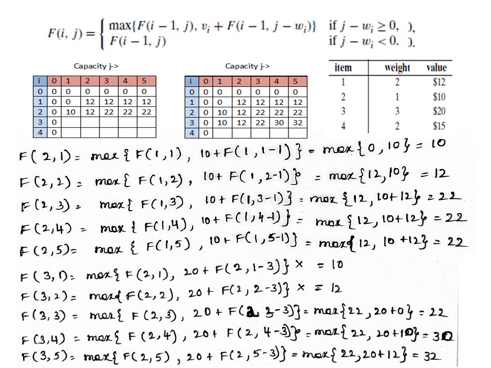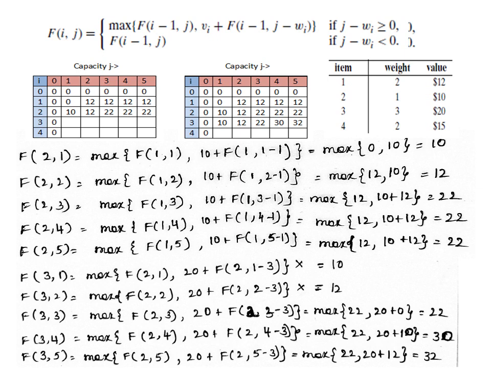Then f of 3, 3, maximum of f of 2, 3, 20 plus f of 2, 3 minus 3. Now 3 minus 3 is the positive value, it's 0. So we can place the new value which is equal to maximum of 22, 20 plus 0. So maximum is 22. So f of 3, 3 is 22. Then f of 3, 4 which is equal to maximum of f of 2, 4, 20 plus f of 2, 4 minus 3. Again it's a positive value, so we can place the value. So maximum of 22, 20 plus 10 which is equal to 30. So 30 is the maximum value. F of 3, 4 is 30.